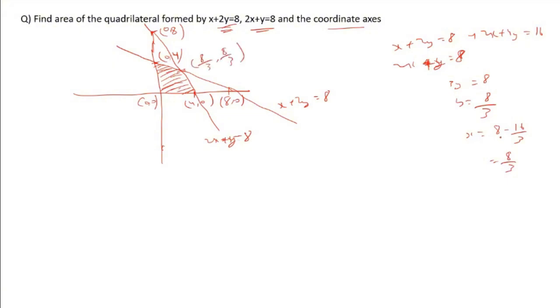It's always a good idea to sanity check, especially when it comes in fractions, that these still fulfill these two lines. So x plus 2y equal to 8: 8 by 3 plus 16 by 3 would be 24 by 3, which is 8, so it satisfies this. 2x plus y: 16 by 3 plus 8 by 3, again it satisfies this. Okay, so now we know that these are the 4 points.